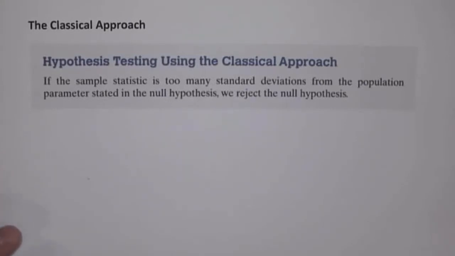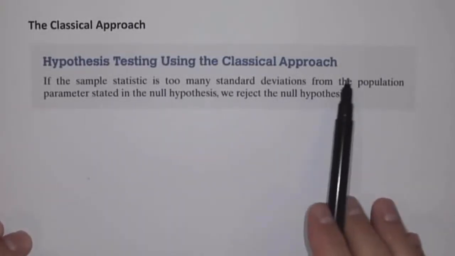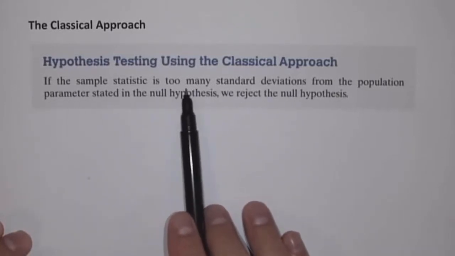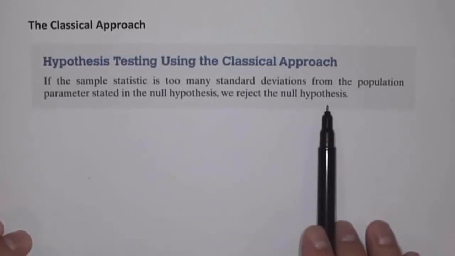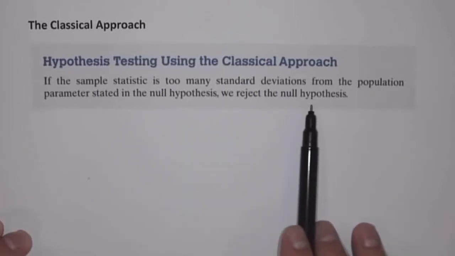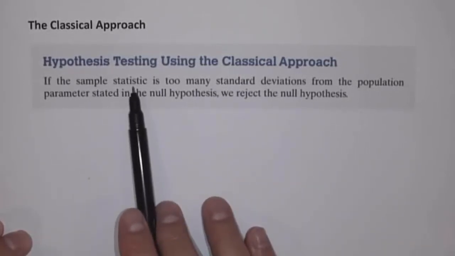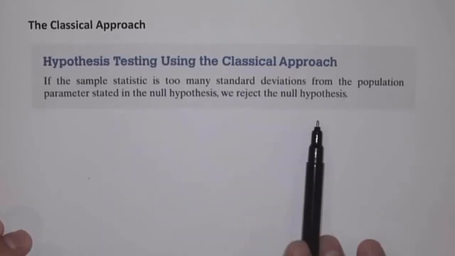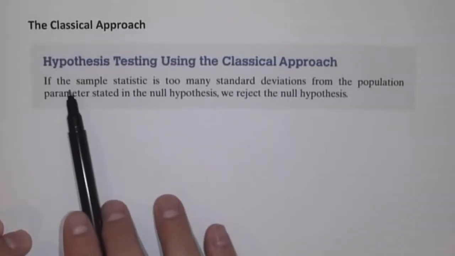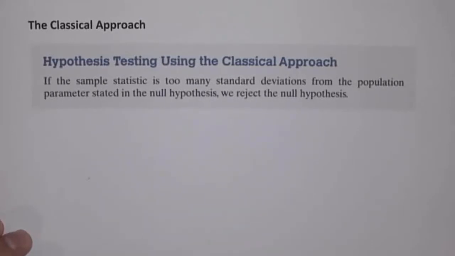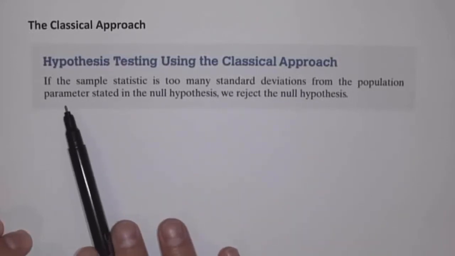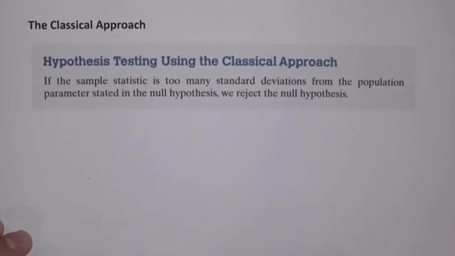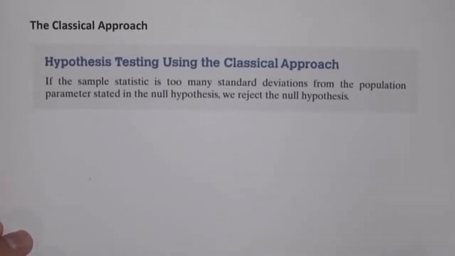So, the classical approach for conducting a hypothesis test for a proportion. If the sample statistic is too many standard deviations from the population parameter stated in the null hypothesis, we're going to reject the null hypothesis. And so again, that would mean that the sample statistic that we obtained is statistically significant if that's the case. So what we're going to do is find our sample statistic, and if that sample statistic is too many standard deviations from the population parameter that's supposed to be true as stated in the null hypothesis, then we're going to reject the null hypothesis. So this will make a little more sense if we take a look at an example.